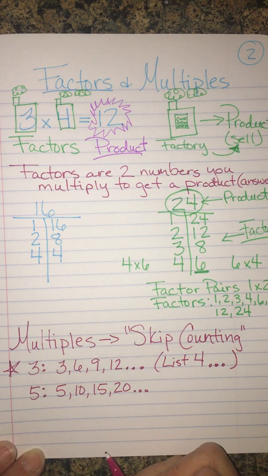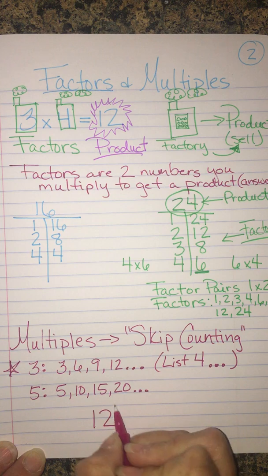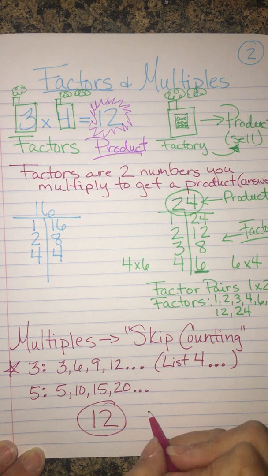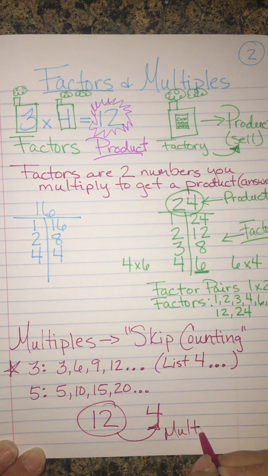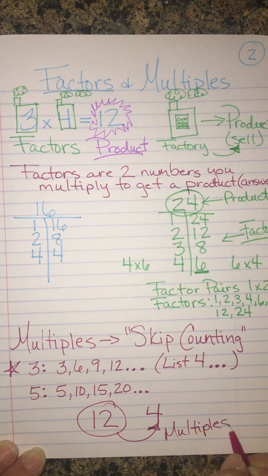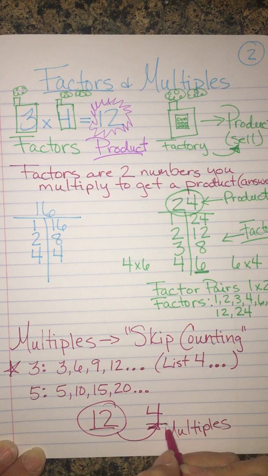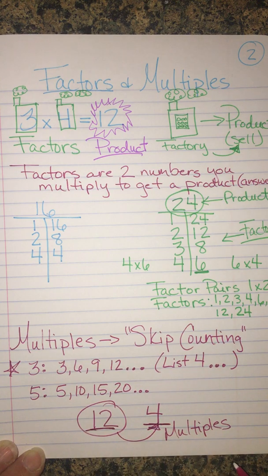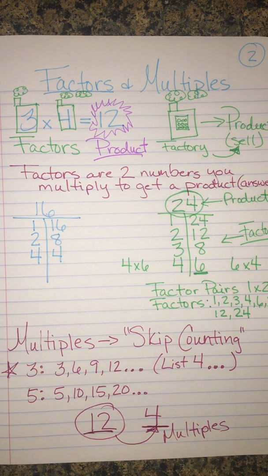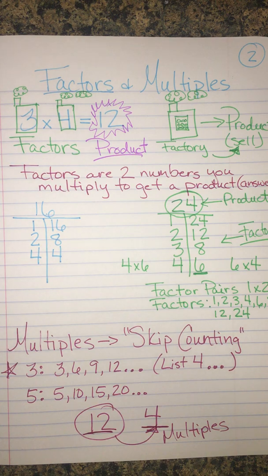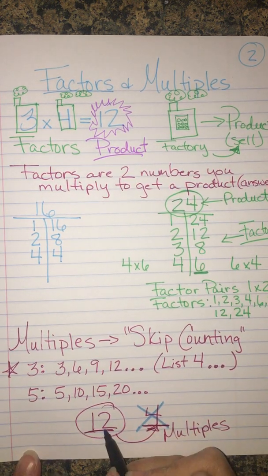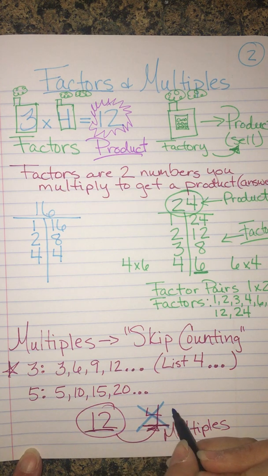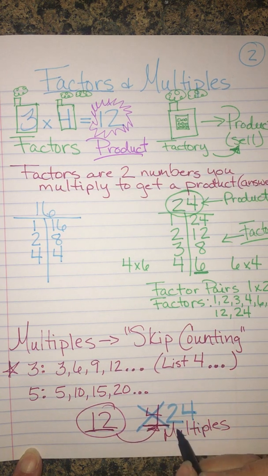So if it asks you for a multiple of 12, a lot of kids want to put 4. Is 4 a multiple of 12? Well, think about what we just talked about. Can I skip count 12, 4 in that order? No, it doesn't make any sense. So when you're looking at multiples, that's not right, okay? You're going to do 12, and then 12 times 2 is 24 for a multiple.